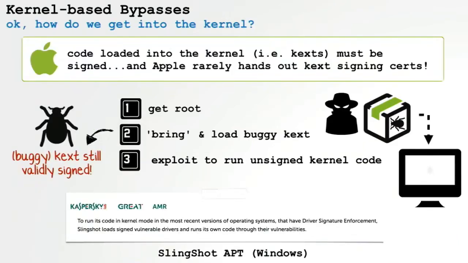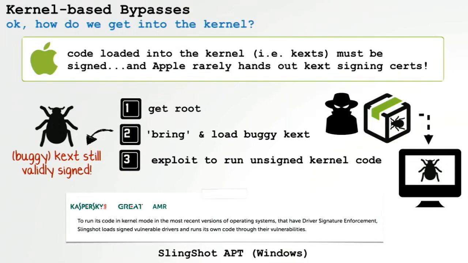Now, a valid question is, how do we get code running in the kernel? Recent versions of macOS require kernel extensions to be signed. So one way is just to bring a third-party driver that has a vulnerability along with you to the target. You then load that driver. It will be allowed because it's validly signed, and then you can exploit the vulnerability. So for example, we could bring the Little Snitch kernel extension, load it, and then exploit it. Eventually, Apple does blacklist some of these extensions, but not for a very long time, and this is obviously only if they know about the vulnerability.